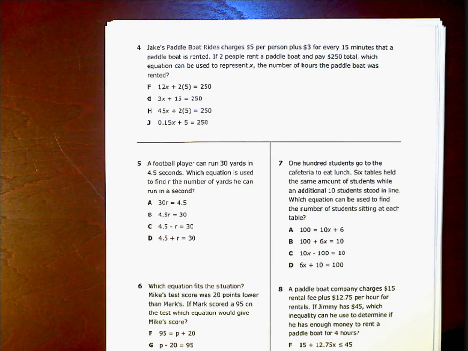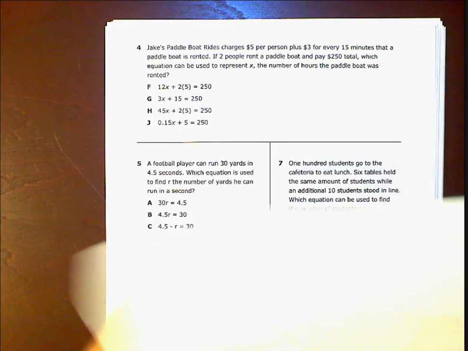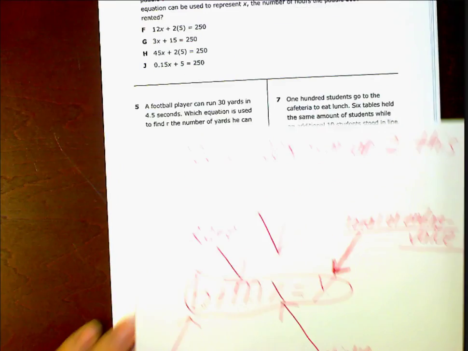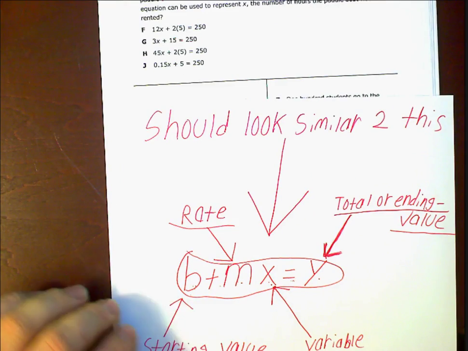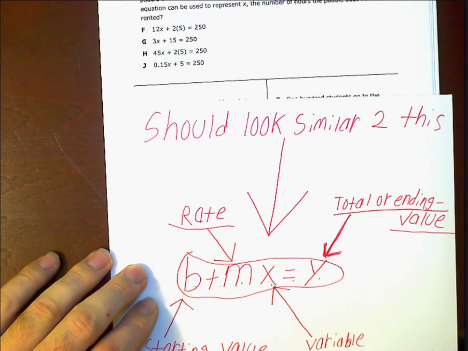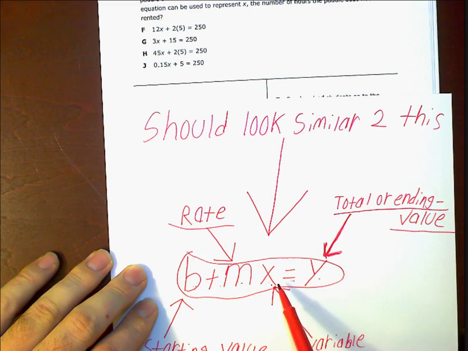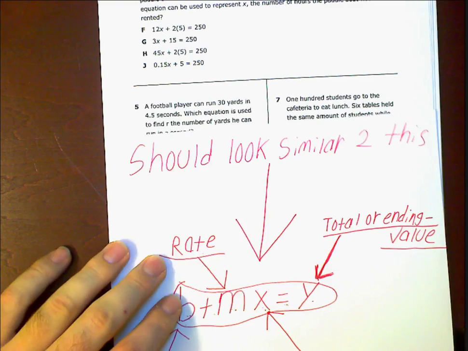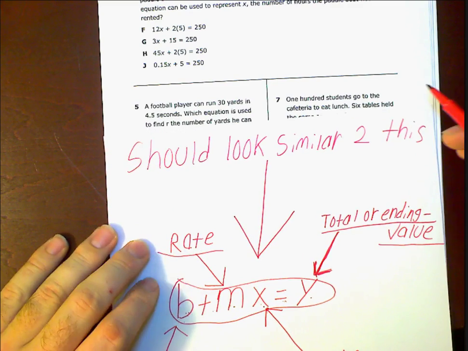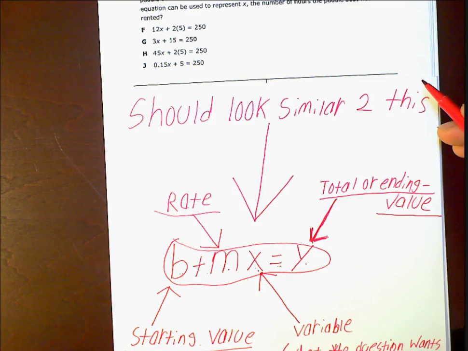So let's go back to our steps. Actually, no, I'll just use the page where I know what it's supposed to look like. Okay, so starting value, rate, total or ending value, variable. So I usually like to start with the starting value.